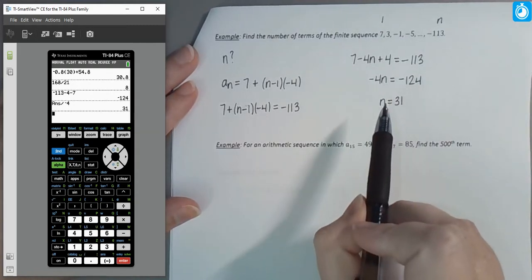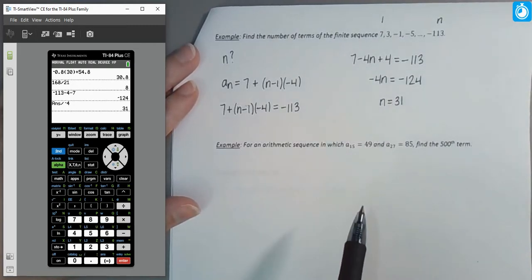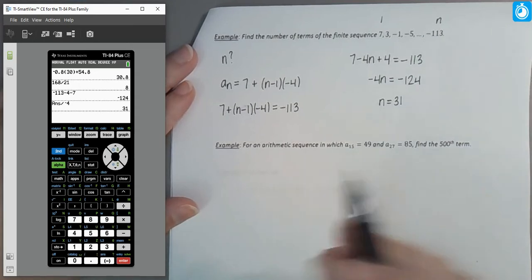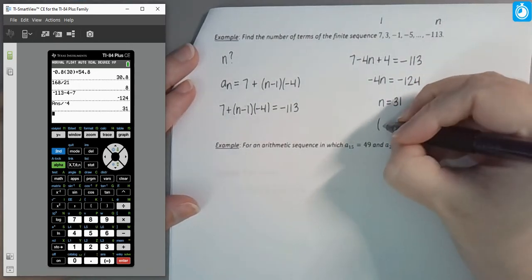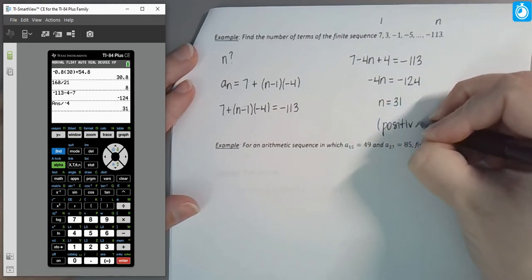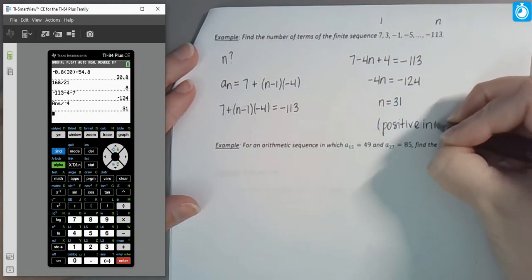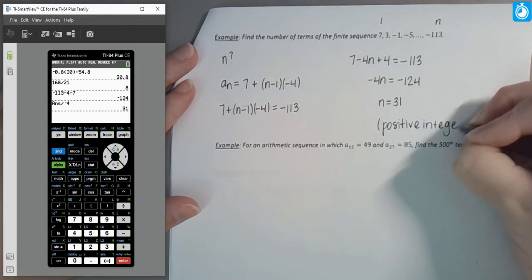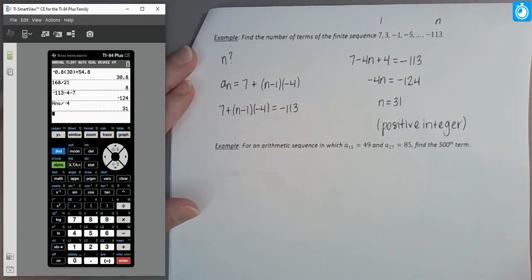Now just a heads up, with something like n, where we're solving for n, there are very specific restrictions on what n can be. N must be a positive integer. N is our term number. N is the input for our formula that we're using to calculate the terms in the sequence. So the term number is always going to be a whole number, and it's always going to be something that starts at 1 and then continues from there.